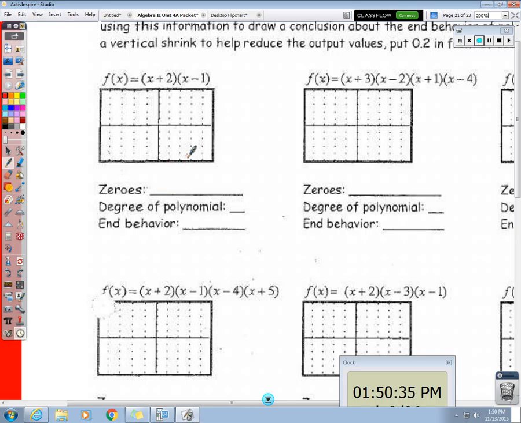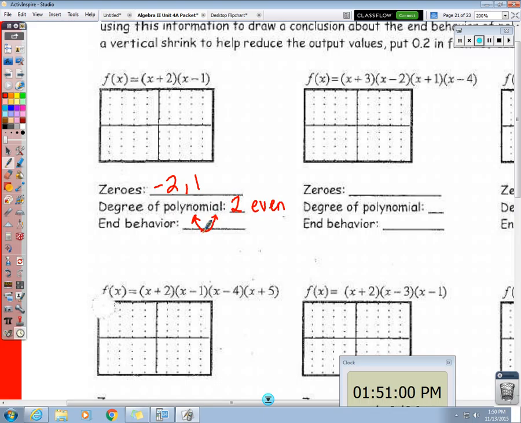So, how many zeros are there? 2. What are they? Okay, so if there's 2 zeros, what's the degree? 2. So the graph is even or odd? Even. So that tells us what about the end behavior? The same. In which direction? Up, because it's positive leading coefficient. So they're both going to go up.